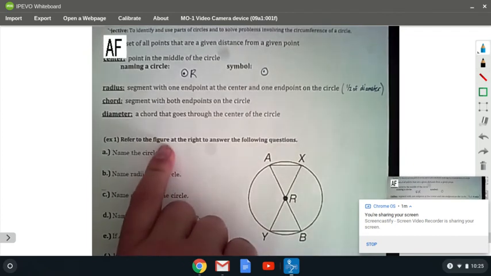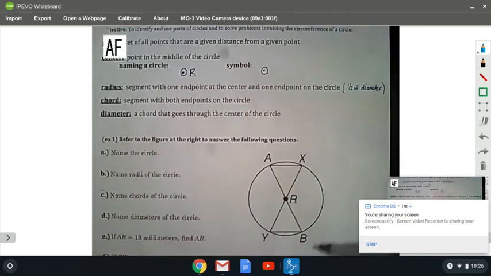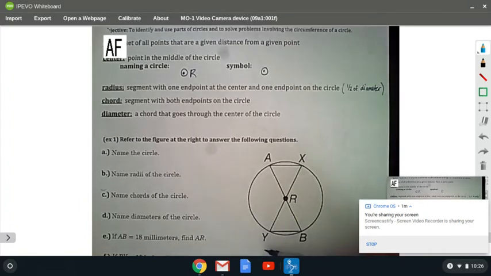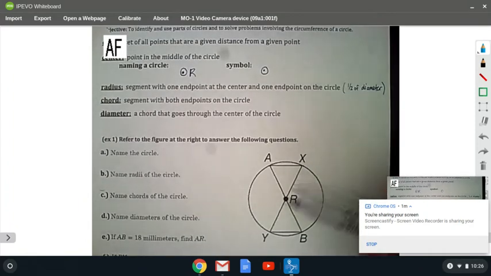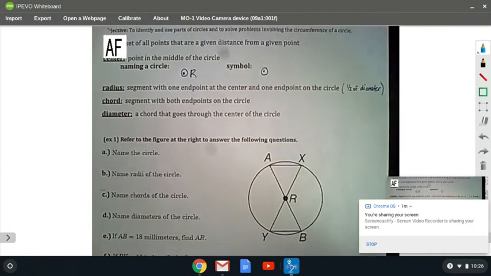A diameter is a chord that goes through the center. So XY could be a chord. It could also be a diameter because it does go through the center. It goes through R. Okay.